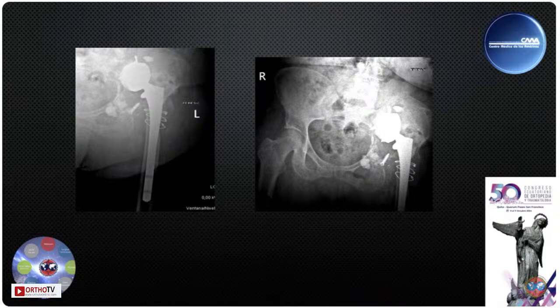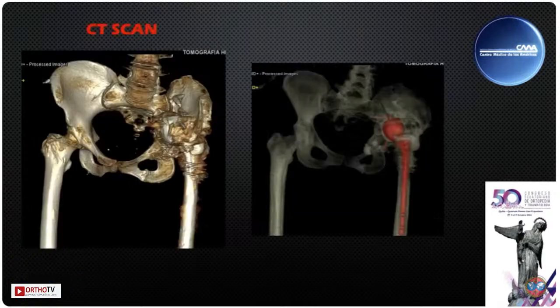This is the X-ray at that moment. Can you observe all the pelvic disruption, all the damage? And the position of the cup is vertical. However, she walks. The CT scan is mandatory. I totally agree, because the CT scan shows all the parts of the acetabular walls compromised.